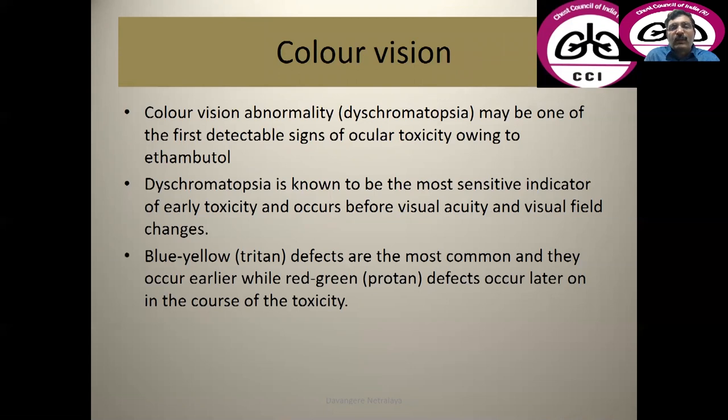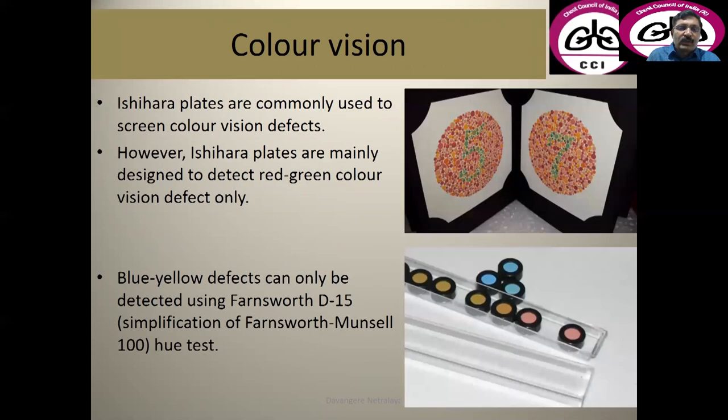Color vision is another important thing, and its impairment, also known as dyschromatopsia, may be one of the first detectable signs of ocular toxicity. It tends to appear even before visual acuity or visual field changes are seen. There could be two sorts of color vision deficiencies. One is blue-yellow, which is commonly seen in the earlier stages of toxicity, and the other is red-green color deficiency, which tends to develop in the later forms of toxicity.